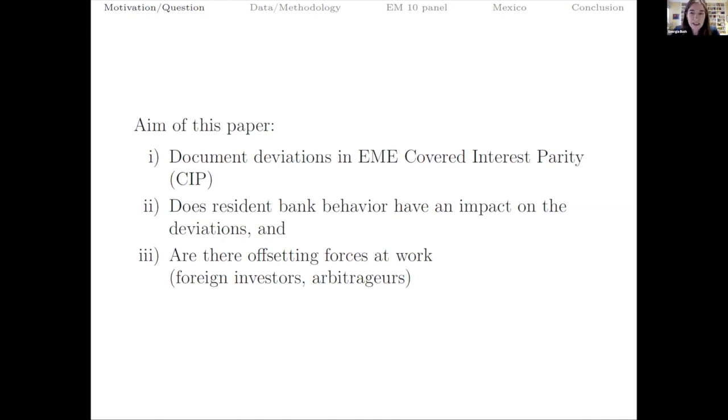But then I also want to think about these foreign investors, and maybe because of shifts in financial globalization, there's this pool of foreign investors that might also be an offsetting force. So those are the three goals of the paper. And I'll try and get through some of the results in my time.